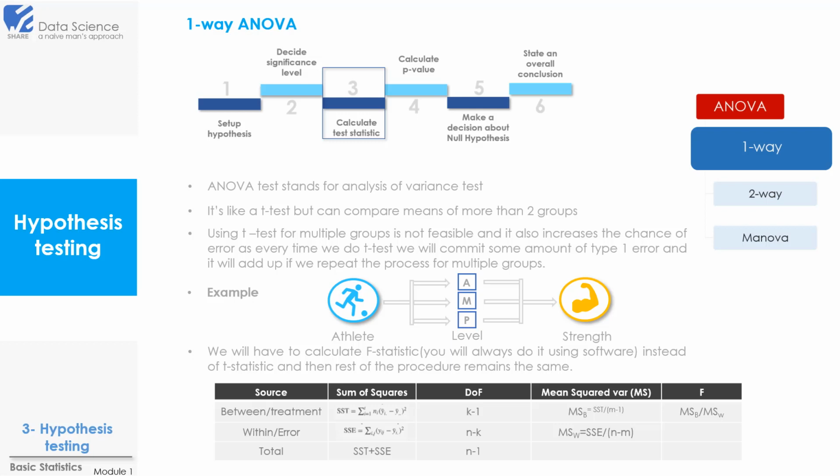Then using the degree of freedom, we will calculate mean squared variance between the groups and within the groups. And then finally, we'll calculate the F statistic, which is the ratio of between the group mean squared variance and the within the group mean squared variance. So that is how we carry out the one-way Anova test.